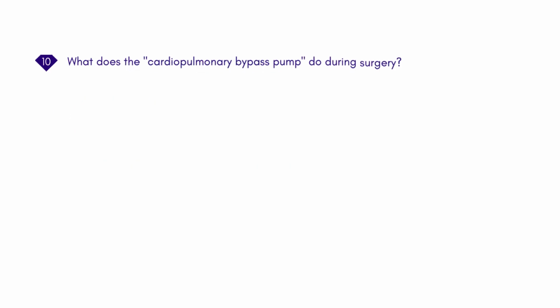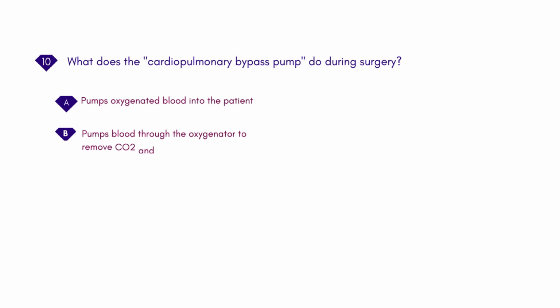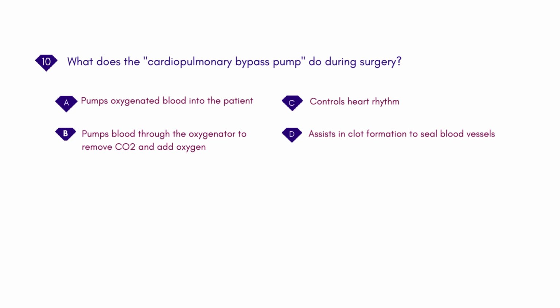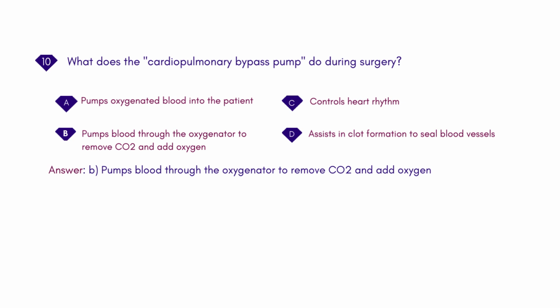What does the cardiopulmonary bypass pump do during surgery? A. Pumps oxygenated blood into the patient. B. Pumps blood through the oxygenator to remove CO2 and add oxygen. C. Controls heart rhythm. D. Assists in clot formation to seal blood vessels. Answer: B. Pumps blood through the oxygenator to remove CO2 and add oxygen.